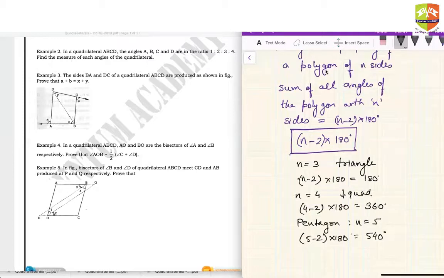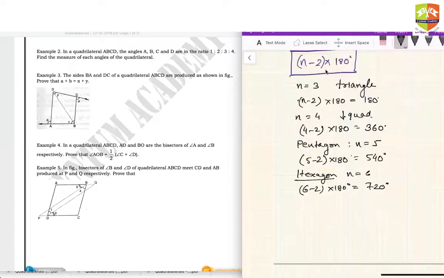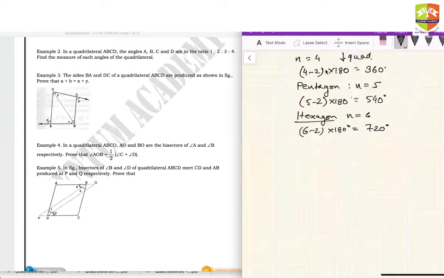Okay, so this is how it goes. Hence you can now predict the angle sum property for a hexagon. Hexagon means n equals 6, so it will be nothing but (6 minus 2) times 180 degrees, which is 720 degrees. Now can you tell me, guys, what will be the sum of angles of a polygon with 12 sides?